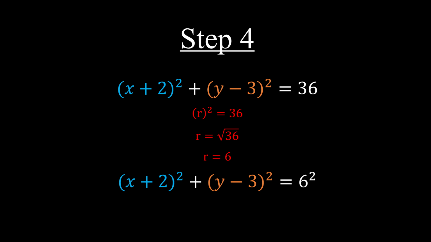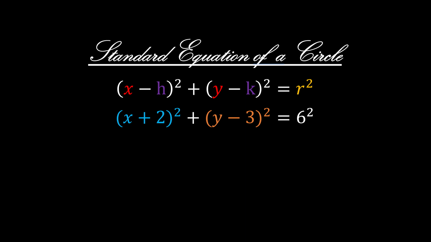Now our goal for this question is to find the center and radius. We already found the radius to be 6. All we have to do now is find the center. Let's match our results to the standard form of the equation of a circle. Again, at a quick glance, most students will say that the center is at 2, 3. However, this is not correct.